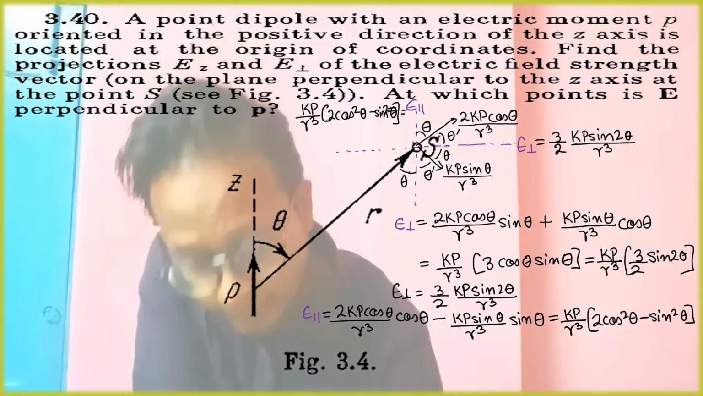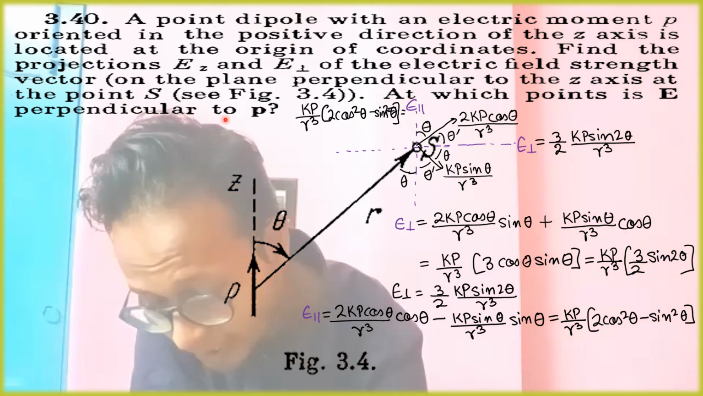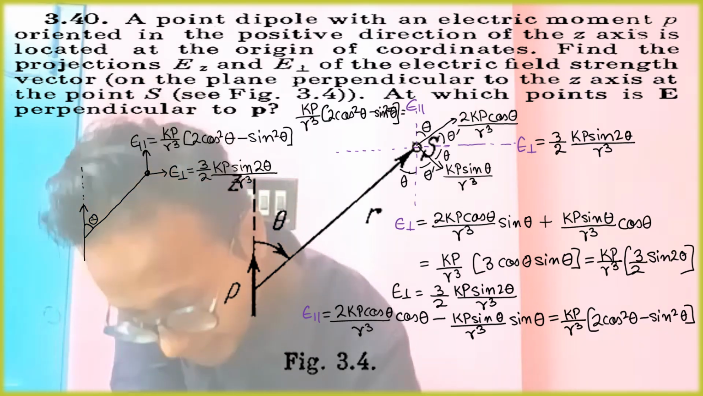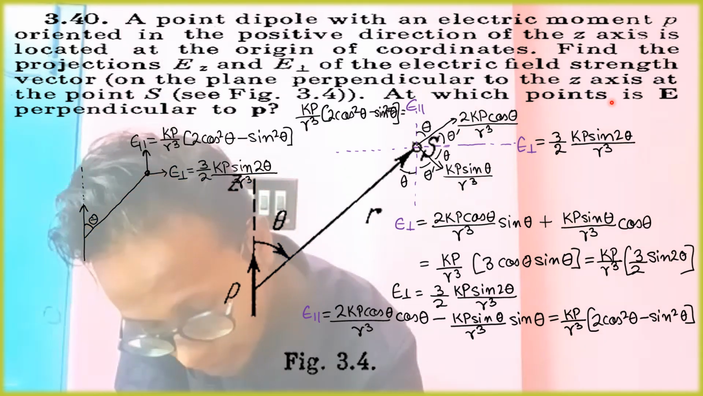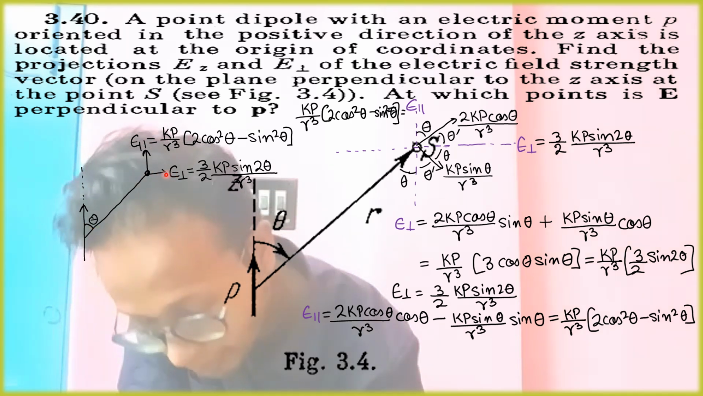Now see, the second part of the question is saying at which point is the electric field perpendicular to P. Means if I draw the same diagram out here, the question is saying the perpendicular component to P. That means the electric field exists only in the perpendicular component.